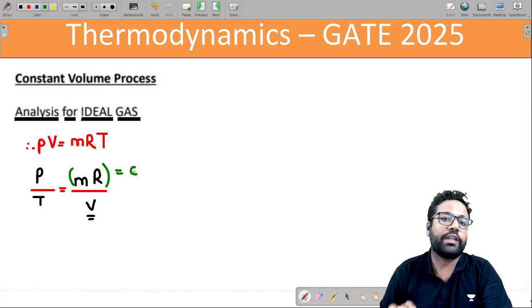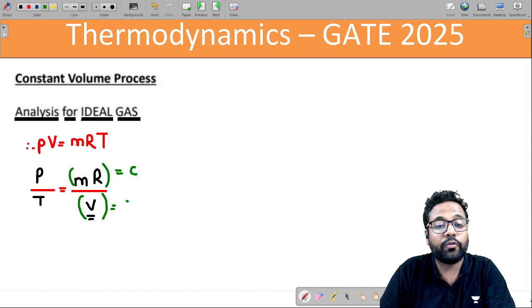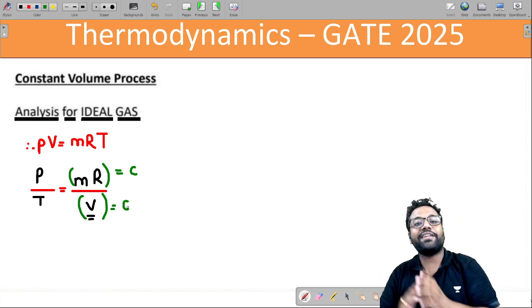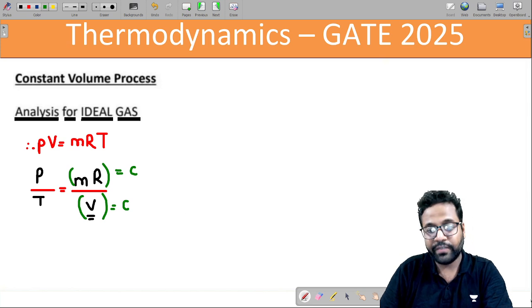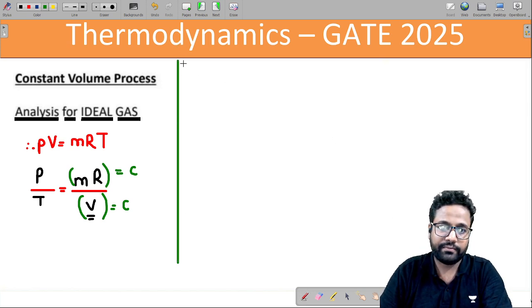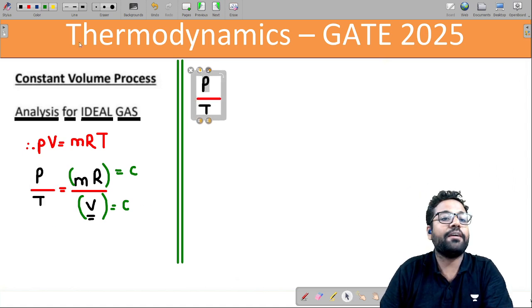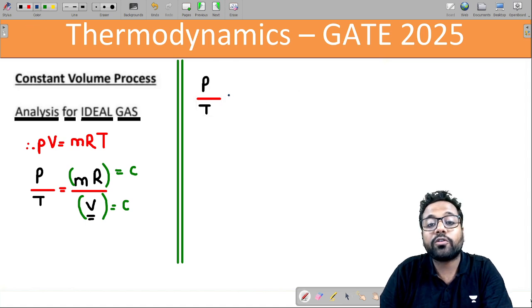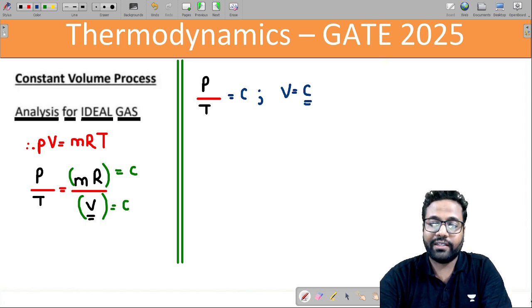That means these two values are constant, and we have already said that this is an isochoric process. So volume is also constant. So when your complete RHS is constant, your LHS will also be constant. Yes or no, bacha? So for an ideal gas undergoing an isochoric process, sir, P upon T is equal to constant when your volume is constant. So remember this very well, sir.